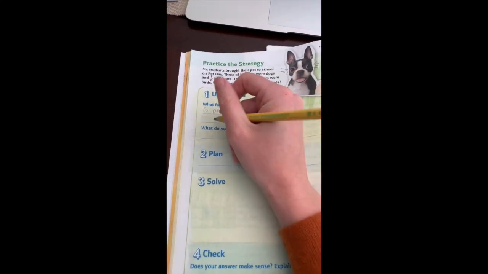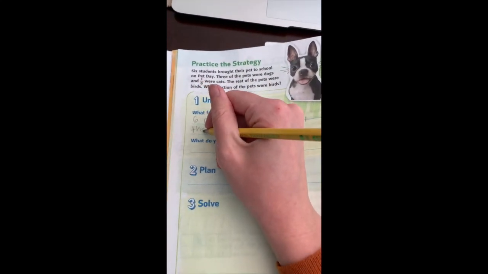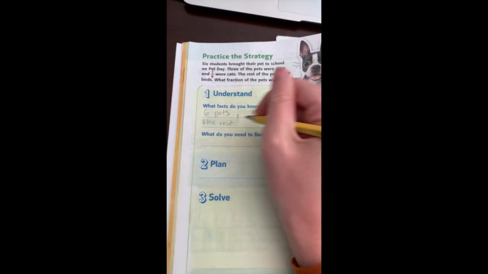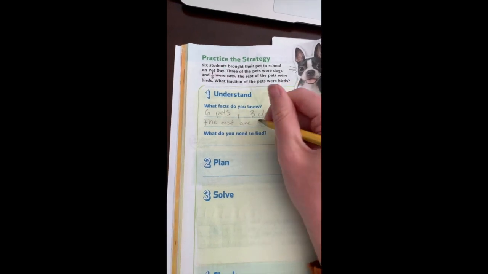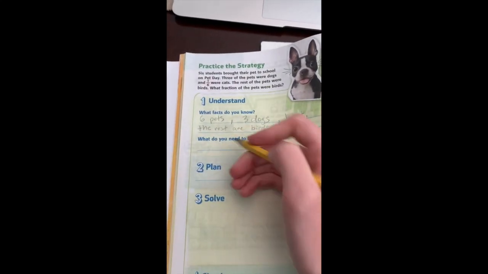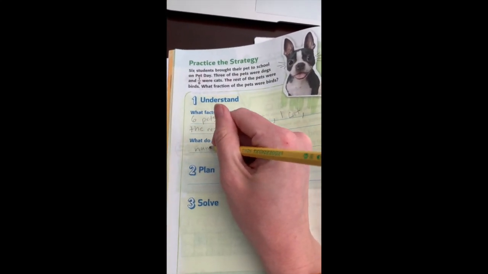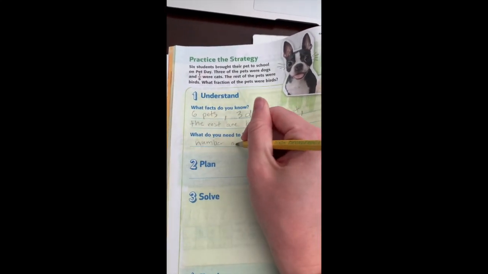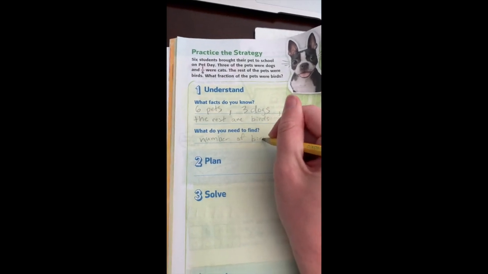And what else does it say? The rest of the pets were birds. So on the next line, I'll put the rest are birds. Good. What do I need to find? What's my question? What fraction of the pets were birds? What do we need to find? Number of birds. Good. All right.